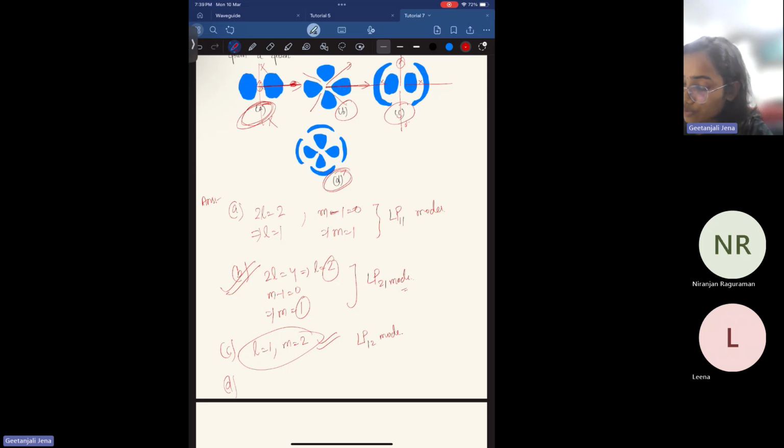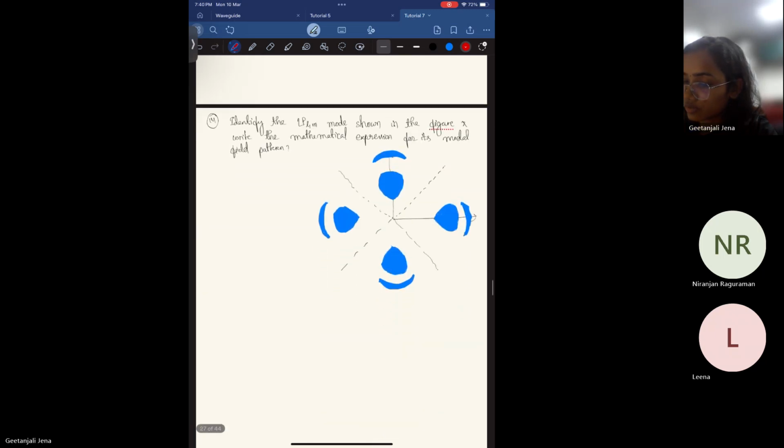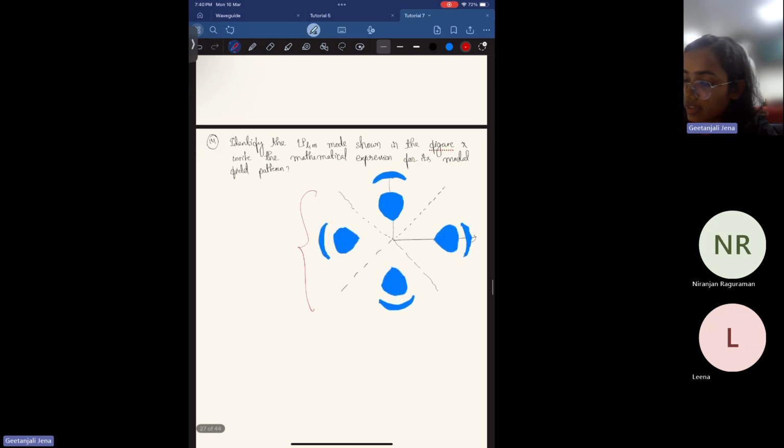Yes, L is 2 and M is 2. Yes, both are correct. Phi direction, we have 0 here, 0 here, 0 here, 0 here. R direction, we have 0 in between this. Correct. I think the concept is totally clear to you. Okay. So this is what we have seen now. That is, this is LP 2 2 mode.